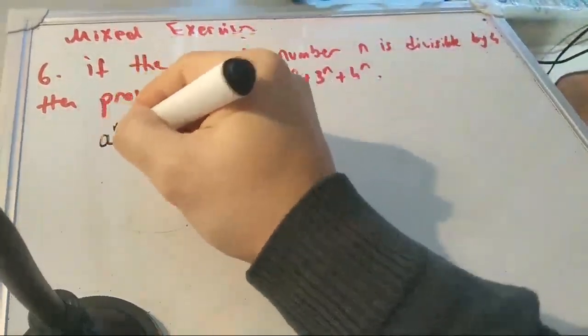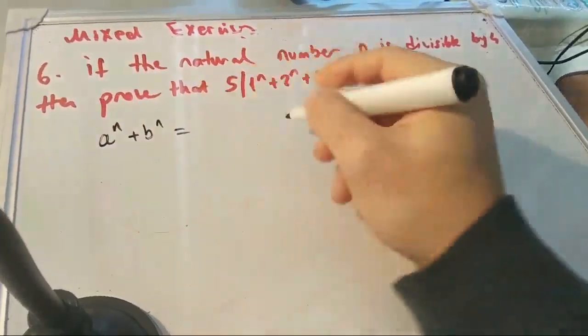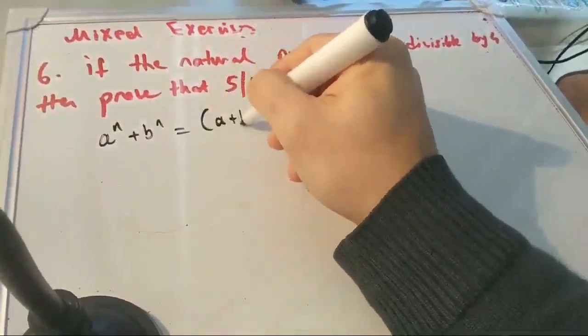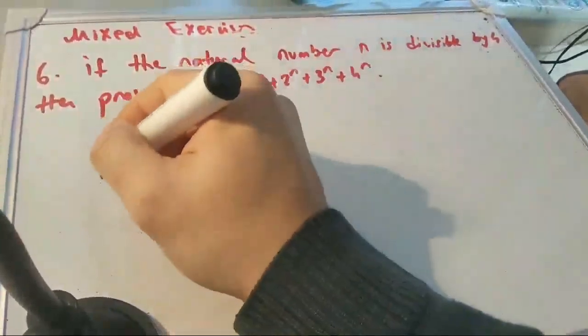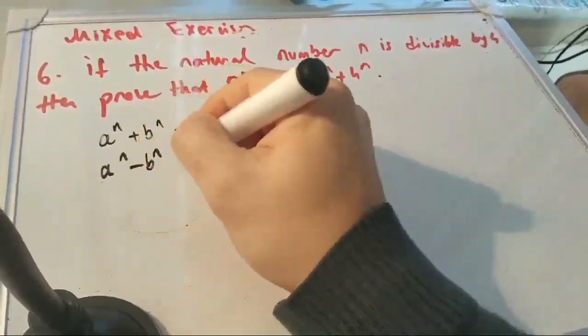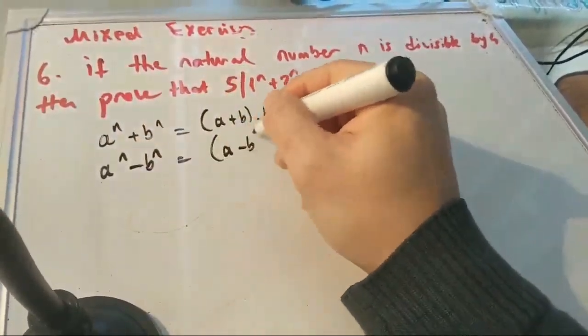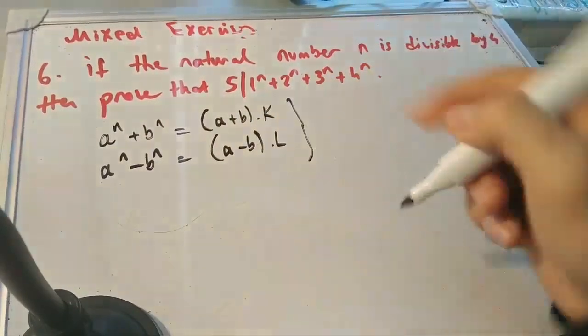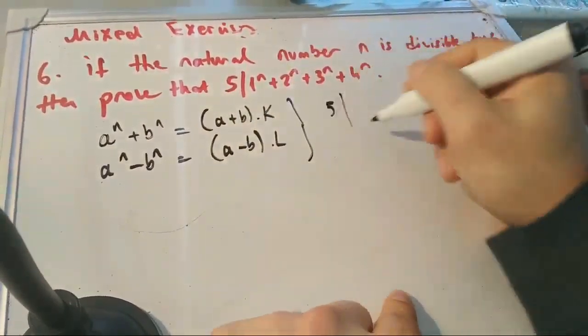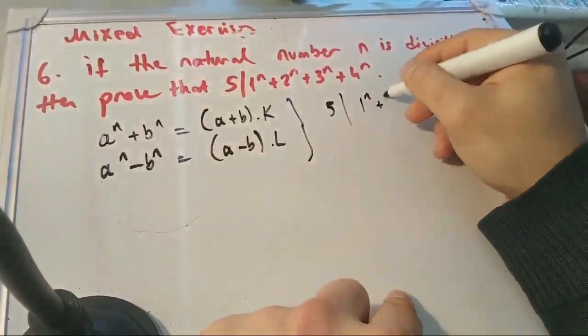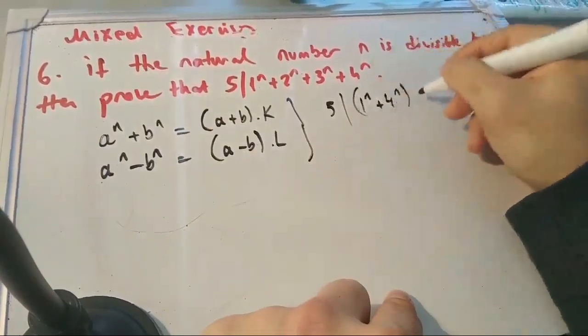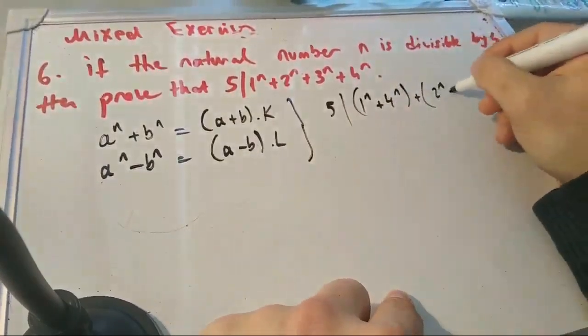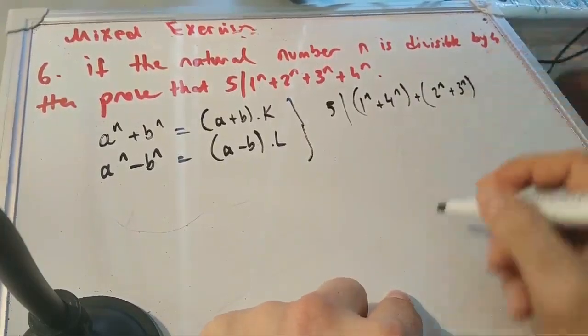a to the power of n plus b to the power of n is a plus b times k. A to the power of n minus b to the power of n is a minus b times L. So I will make a group: 5 divides 1 to the power of n plus 4 to the power of n plus 2 to the power of n plus 3 to the power of n.